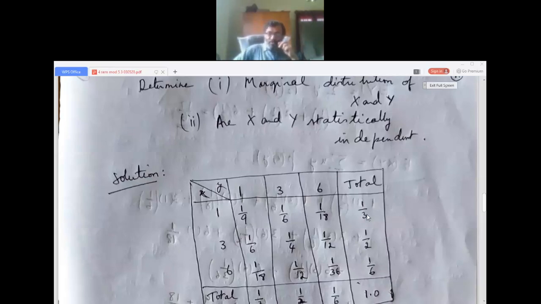Or you can use calculators, but in calculators you might get decimals. As far as possible, take the fraction. For x equal to 3, it is 1 by 6, 1 by 4, 1 by 12. The highest denominator is 12, so 2 by 12, 3 by 12, and 1 by 12. 2 plus 3 is 5, 5 plus 1 is 6. So 6 by 12, which is nothing but 1 by 2.